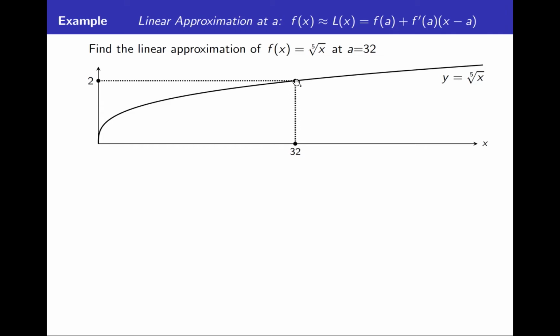F of 32 would be the fifth root of 32. And let's see, 2 to the power of 5 equals 32. So the fifth root of 32 is easy to compute. It's 2. So this is the point (32, 2) right there. And L of x is the equation of the tangent line to the graph of f of x at this point. And you can see it here, and it's a really good approximation to the function near x equals 32.